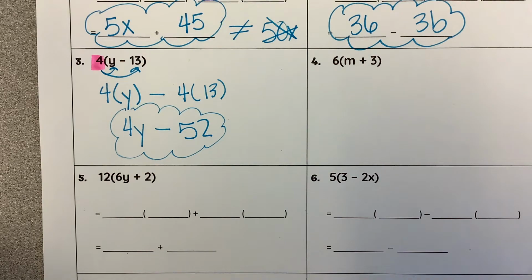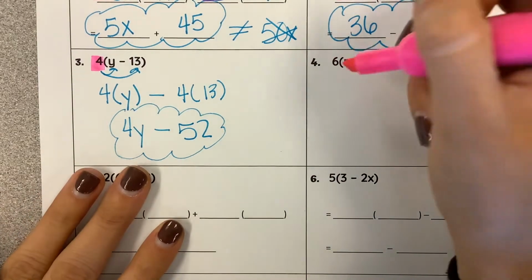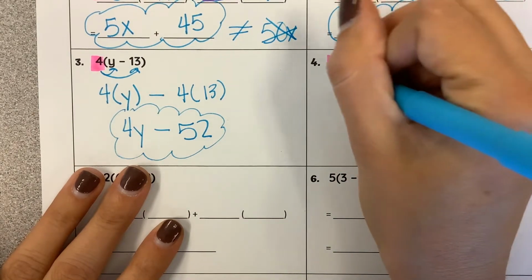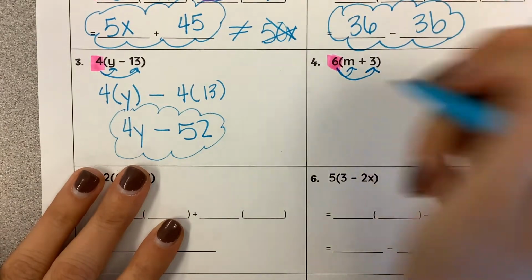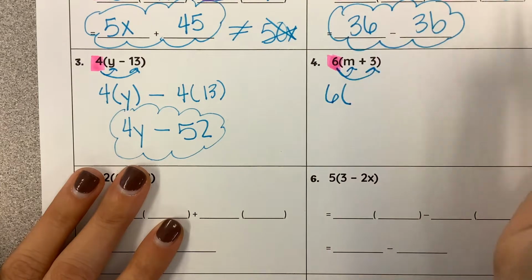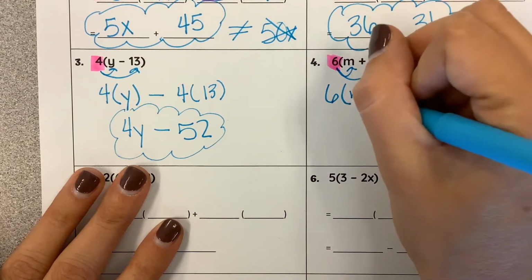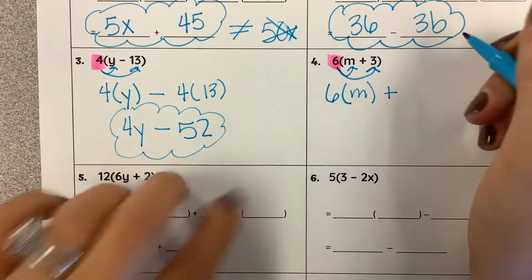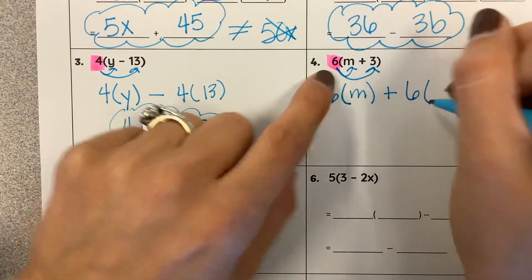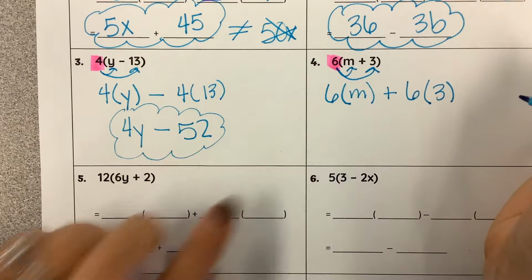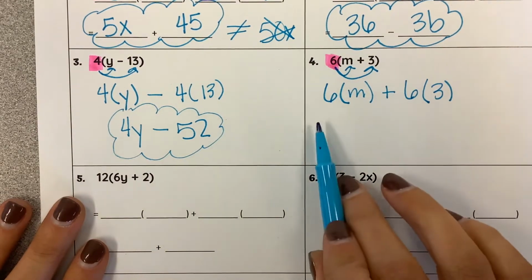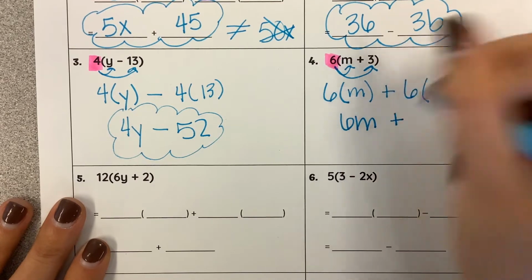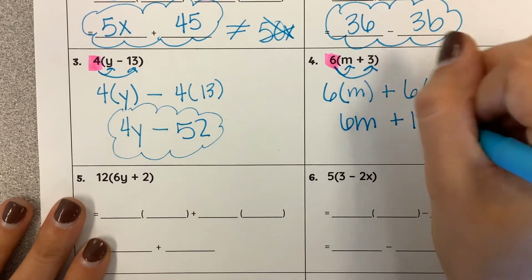All right, number 4. I'm highlighting my number on the outside of the parentheses. I'm going to distribute that to both terms. So I'm taking 6, and then in parentheses, I'm going to show that I'm multiplying it by the first term, m. Bring down my plus sign. Then I'm also taking my 6 and multiplying it by the second term of 3. 6 times m is just 6m. Bring down our plus. 6 times 3 is 18.